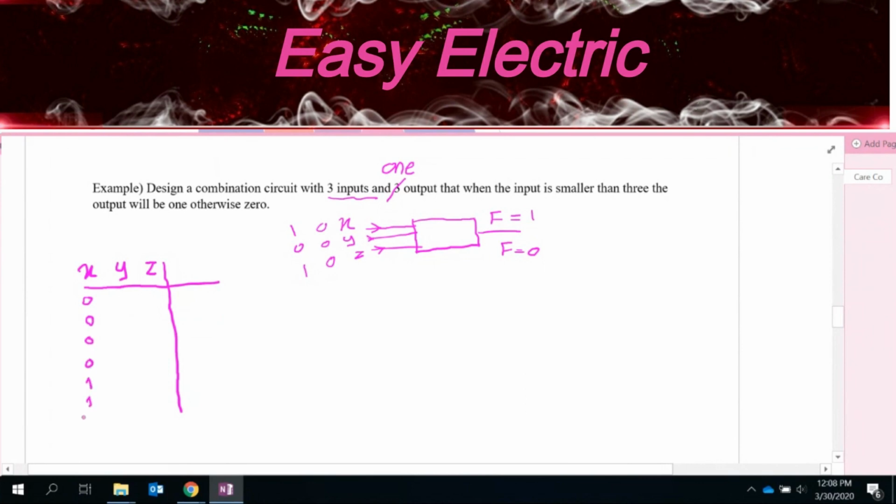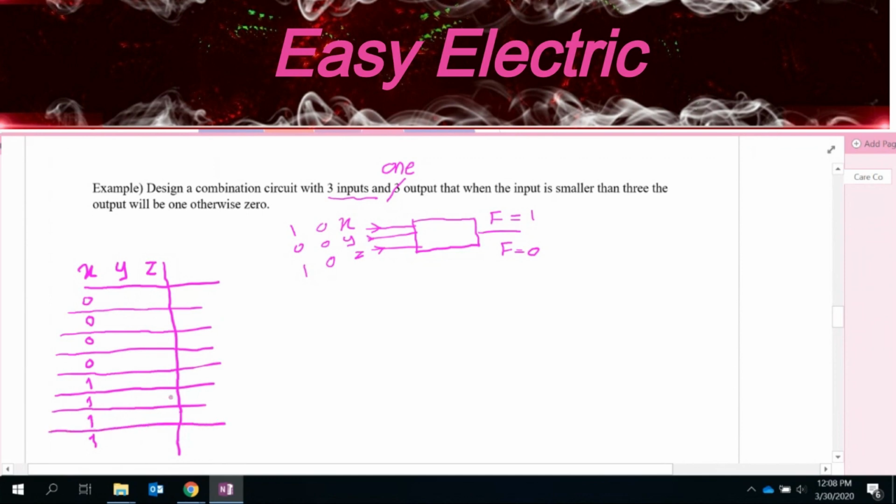So you say 1, 1, 1. Just extend this. Then let's do this 4. Then put 0, 0, 1, 1, 0, 0, 1, 1. So 0, 1, 0, 1, 0, 1, 0. Okay.